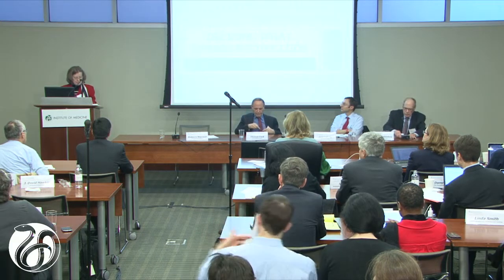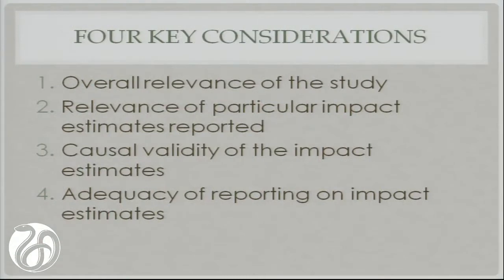Thank you. It's a real pleasure to be amongst this group talking about such important issues. So I'm going to talk about 4 key considerations around the question of what evidence to include in cost effectiveness or benefit cost analysis. The first theme is the overall relevance of the study. How do you decide what's relevant and what's not? Second is the relevance of the particular impact estimates that are reported, because many studies have lots of different impacts in them, and some impacts may be more relevant for some studies than for others.